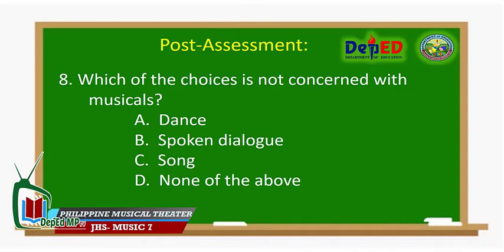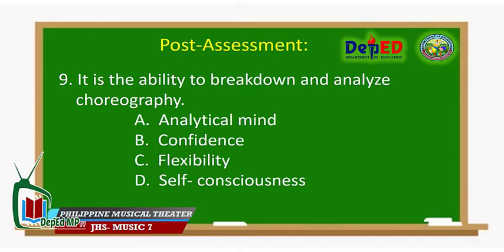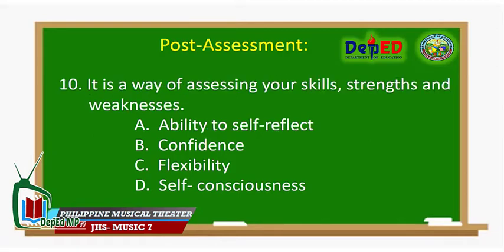Number 8. Which of the choices is not concerned with musicals? Letter A, dance. Letter B, spoken dialogue. Letter C, song. Letter D, none of the above. Number 9. It is the ability to break down and analyze choreography. Letter A, analytical mind. Letter B, confidence. Letter C, flexibility. Letter D, self-consciousness. Number 10. It is a way of assessing your skills, strengths, and weaknesses. Letter A, ability to self-reflect. Letter B, confidence. Letter C, flexibility. Letter D, self-consciousness.